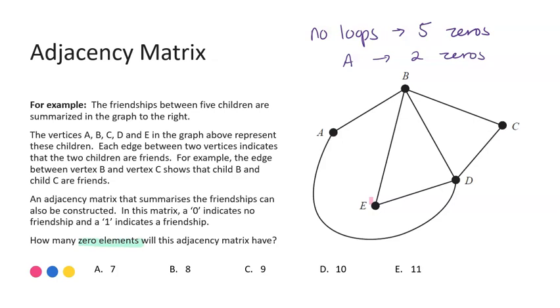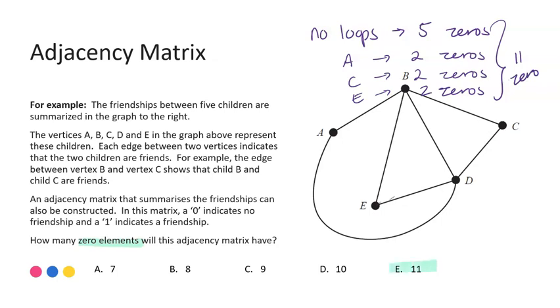Okay. Vertex C, again, only has a degree of 2. So there'll be a 0 in its connection to A and a 0 in its connection to E. So C will have 2 zeros. D is connected to everything else. And finally, E, again, a 0 to A and a 0 to C. So E, 2 zeros. And so that means when I add up these values, I actually have 11 0 elements altogether. And so that gives me my answer of E.